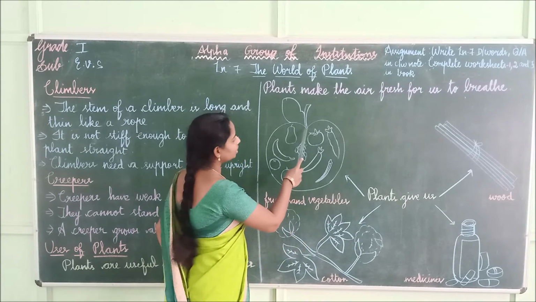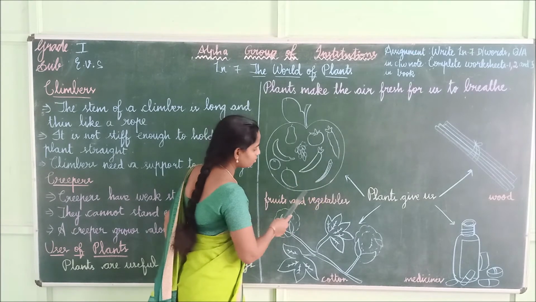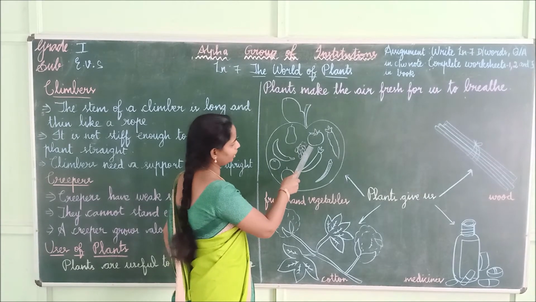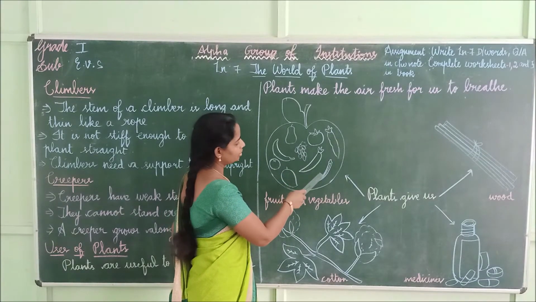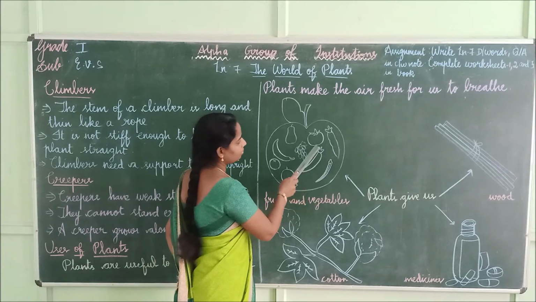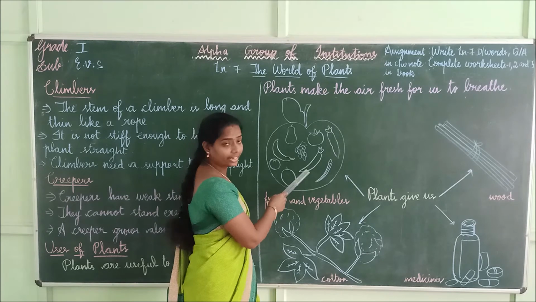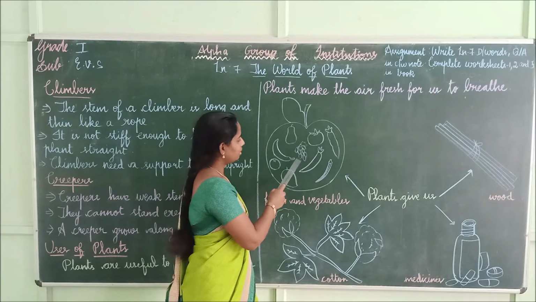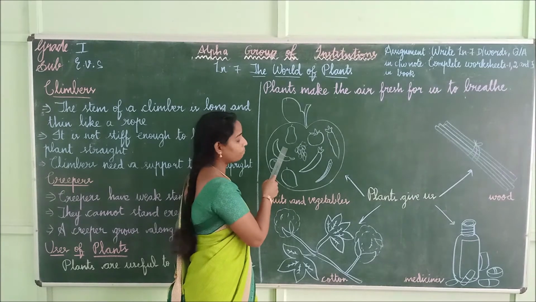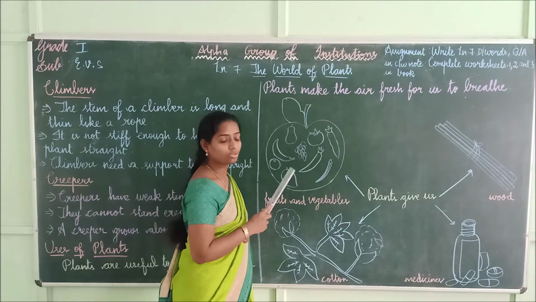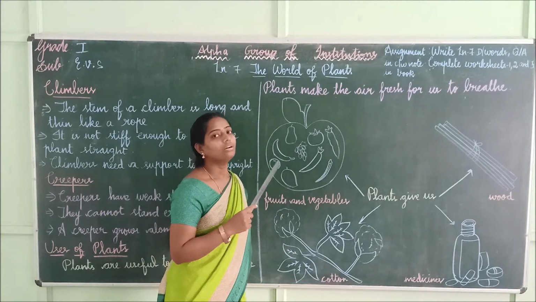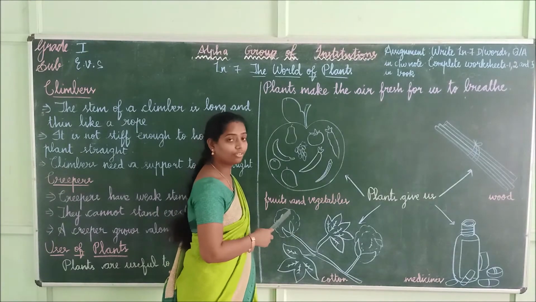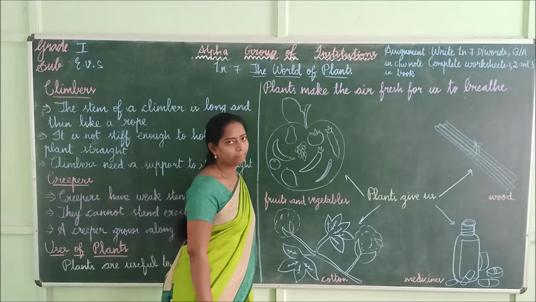See, they showed you here the shape of an apple. It is one of the fruits, isn't it? Then banana, tomato, carrot, radish. These are all vegetables that we got from plants. And here, grapes, banana, mango, and pear. These are all the fruits that we got from plants, isn't it, children? We are getting fruits and vegetables from plants.